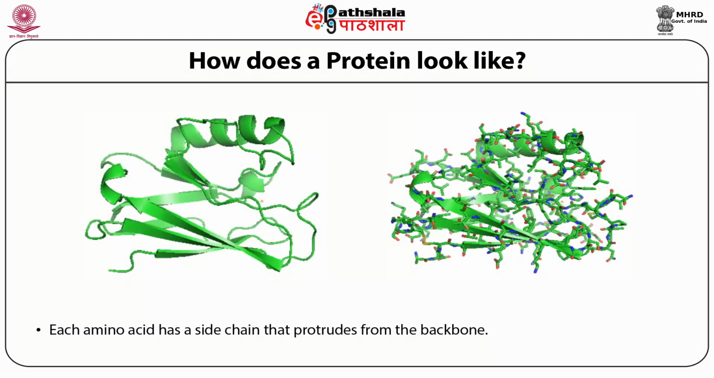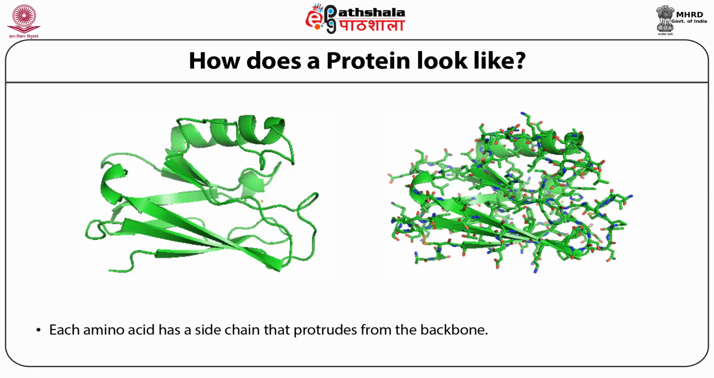How does a protein look? See in this picture, a cartoon of a protein called azurin, which is an electron transfer protein. It has different secondary structural elements: helices, beta sheets and loops. All these come together and fold into a three-dimensional structure.